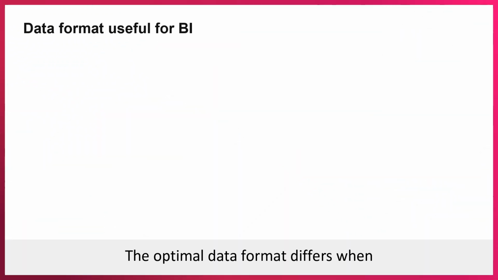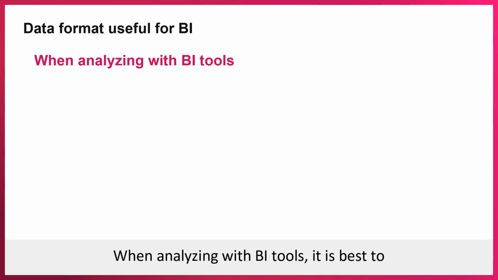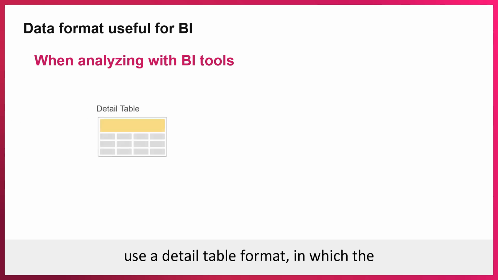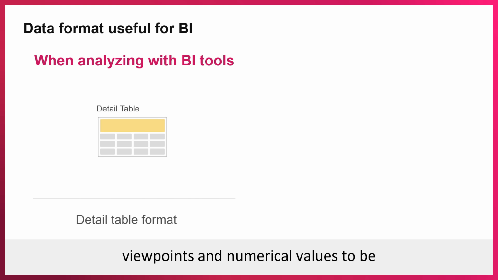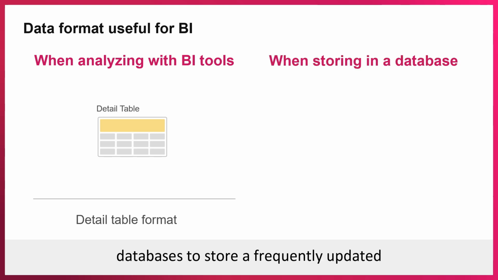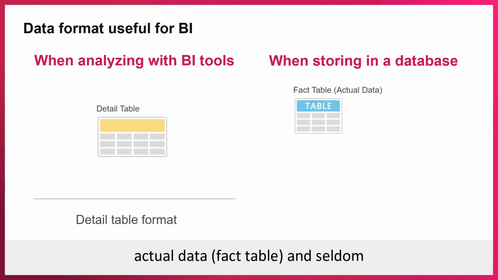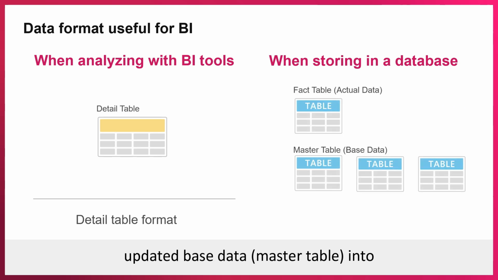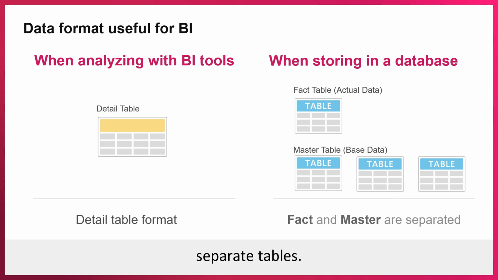The optimal data format differs when analyzing with BI tools and when storing in a database. When analyzing with BI tools, it is best to use a detail table format, in which the viewpoints and numerical values to be aggregated are organized into a single set of data. On the other hand, it is common for databases to store a frequently updated actual data, or fact table, and seldom updated base data, or master table, into separate tables.